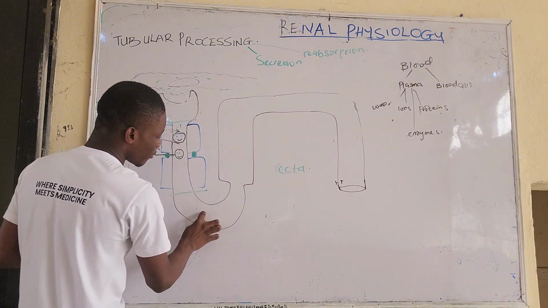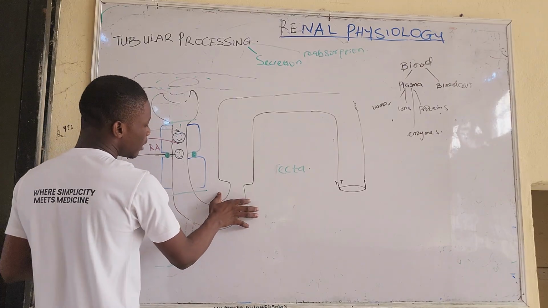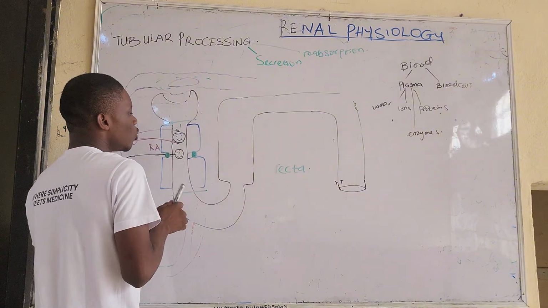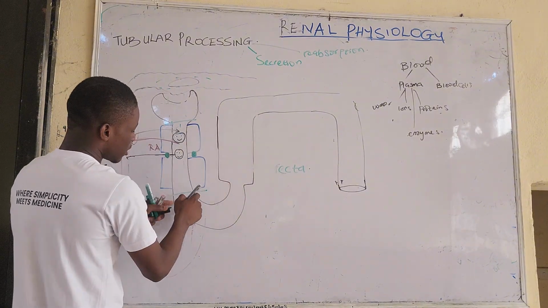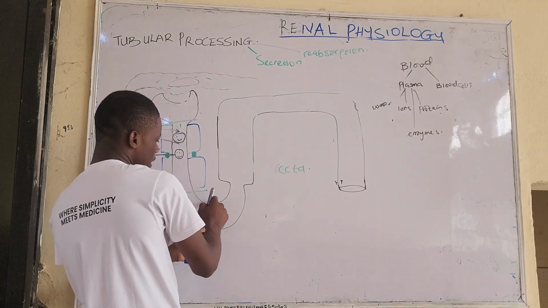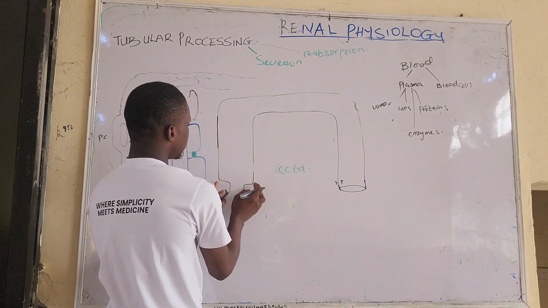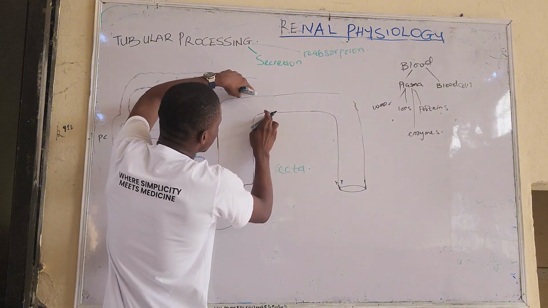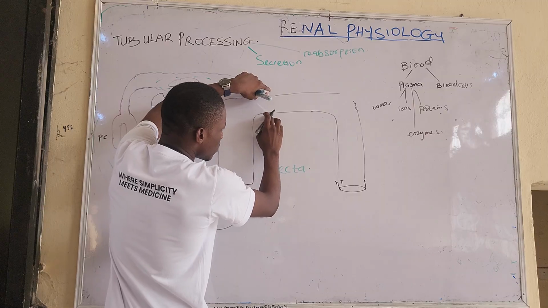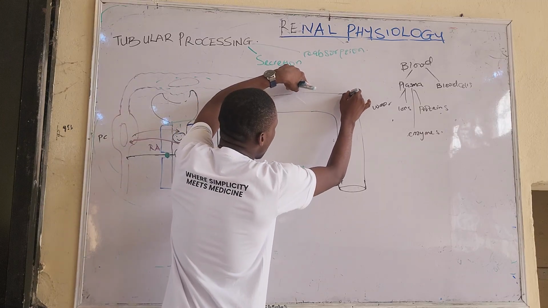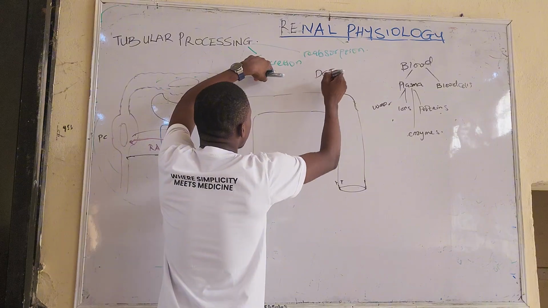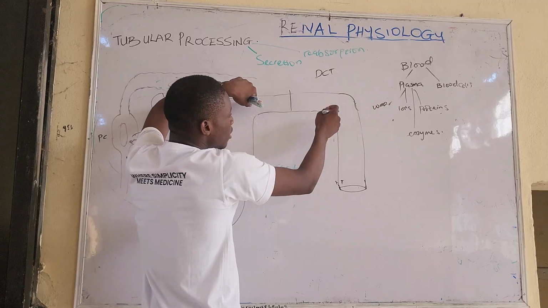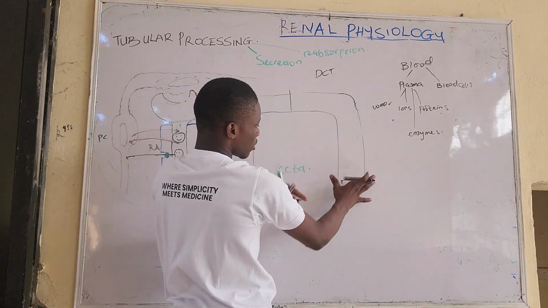This is the descending loop of Henle. You can see it's coming down. Descending loop of Henle, ascending loop of Henle, thick ascending loop of Henle. Loop of Henle, LOH. You can see this one is thin: thin descending loop of Henle, thin ascending loop of Henle, thick ascending loop of Henle. After the thick ascending loop of Henle, we now have the distal convoluted tubule. The distal convoluted tubule can also be grouped into two parts: early DCT and late DCT. This is the early DCT, this is the late DCT. After that, this is the collecting duct. Is that clear?